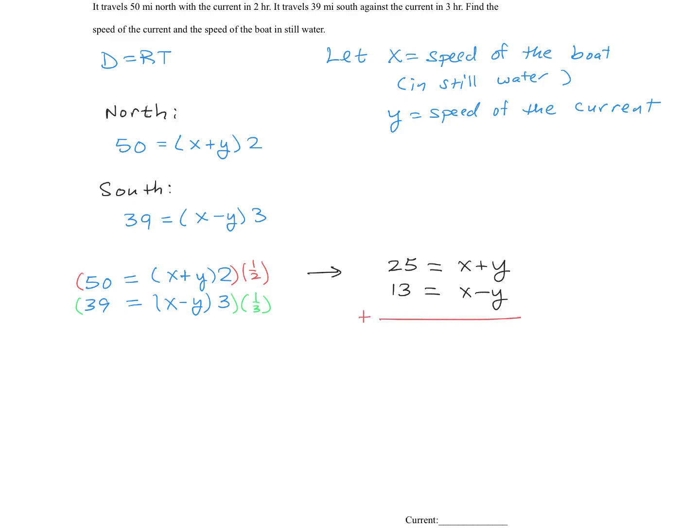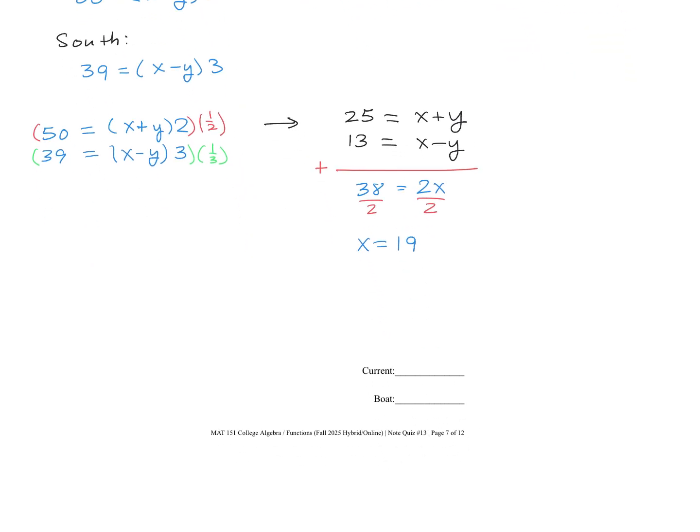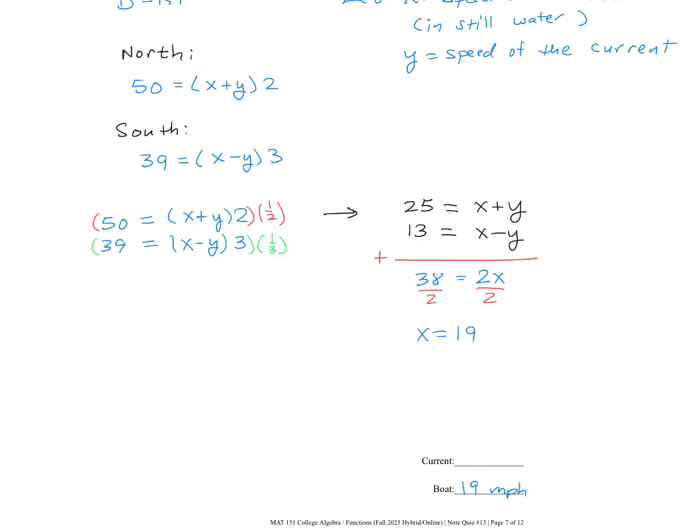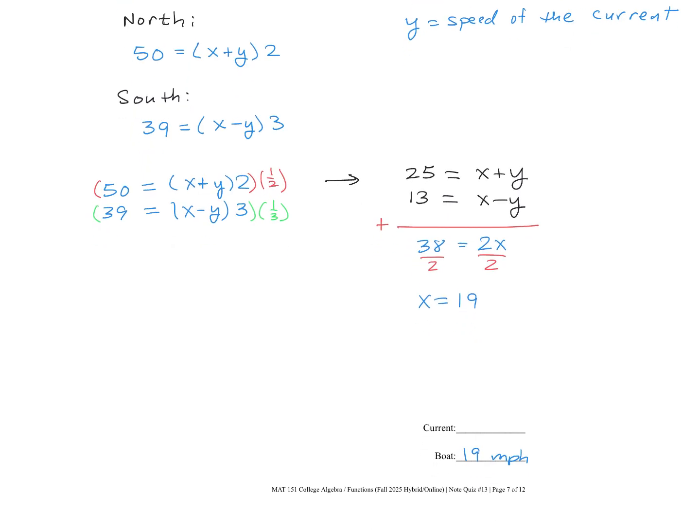If I add them up, I'm going to get 38 is equal to 2x, because the y cancels, and then dividing both sides by 2, I get x is equal to 19. And remember, that was the speed of the boat in still water, so that's not just 19, it is 19 miles per hour. And then to get the current, I can use any of these equations that I want. To get the y, I'm going to pick the easiest one of them all, which is this one right here.